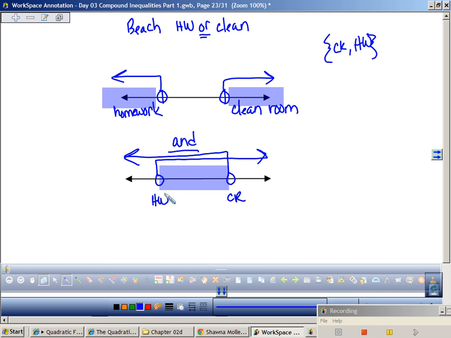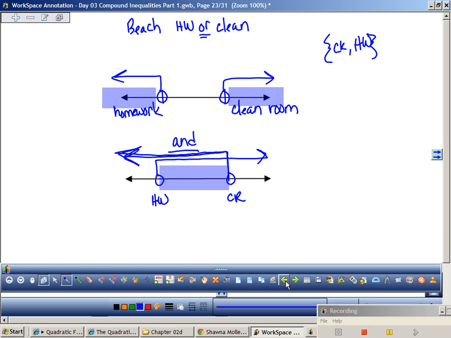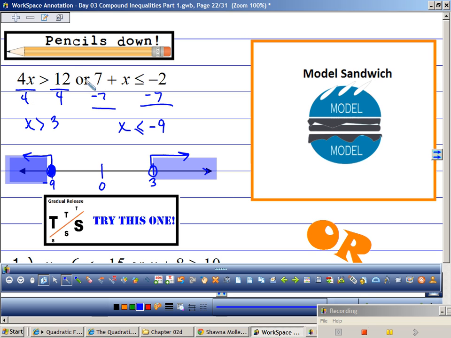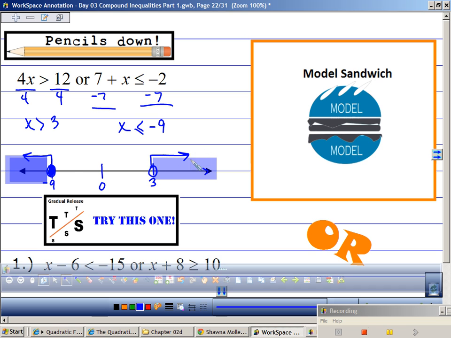No, because all these people cleaned their room. No, we're talking about why does it say or for those two problems? Why does this say or? Because my solution is everybody that's either above 3 or below 9.